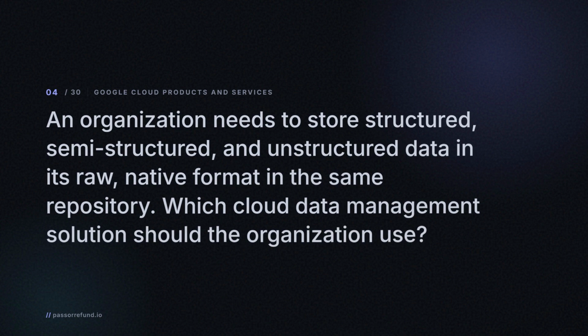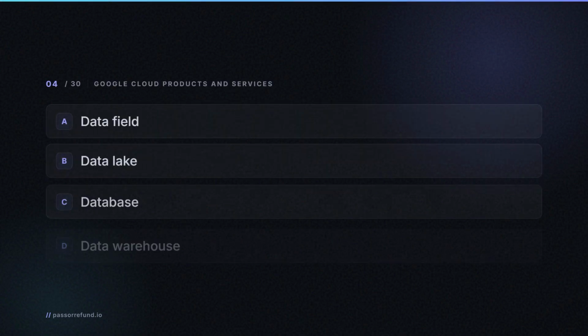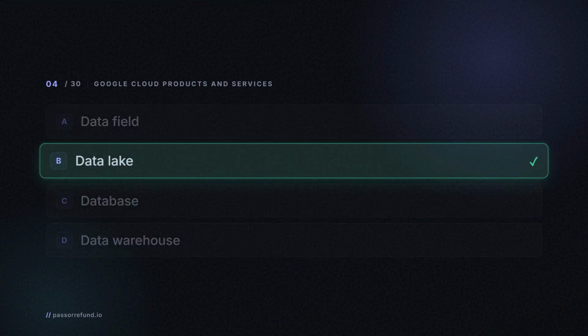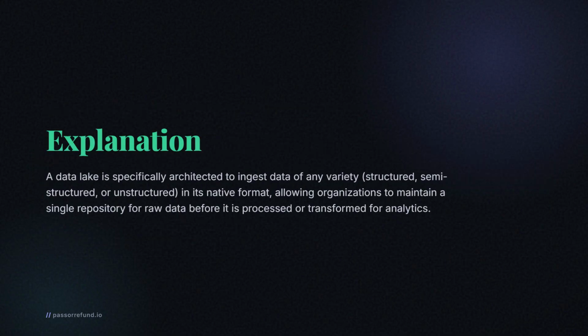What about this one? An organization needs to store structured, semi-structured, and unstructured data in its raw native format in the same place. Which cloud data management solution should they use? The right choice is B. A data lake is specifically built to take in all sorts of data, structured, semi-structured, or unstructured, in its original form. This lets organizations keep all their raw data in one place before it's processed or changed for analysis.